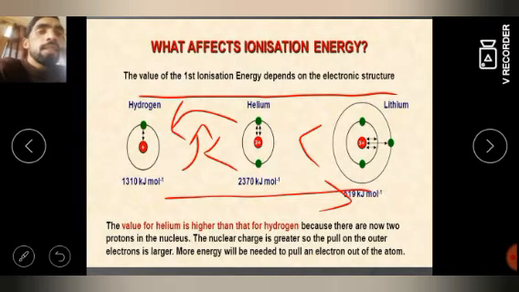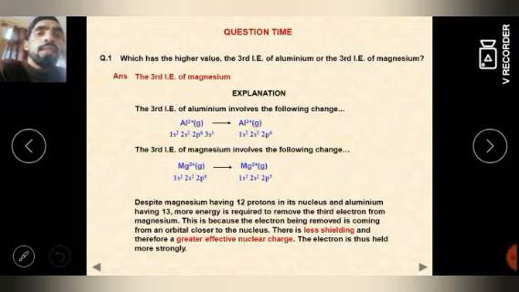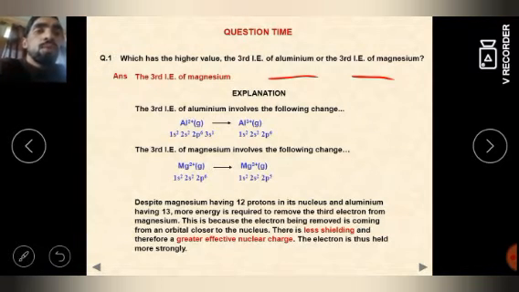Similarly for lithium, like this. Okay, which has higher energy: the third ionization energy of aluminum or the third ionization energy of magnesium? You know that aluminum is in the third group and magnesium is in the second group. Magnesium will carry 2 positive and aluminum will carry 3 positive. So the third ionization in aluminum involves these 3 positive, and magnesium, in the second group, will carry 2 positive.